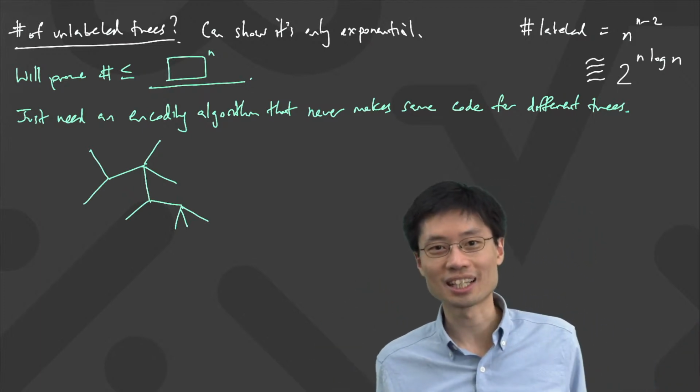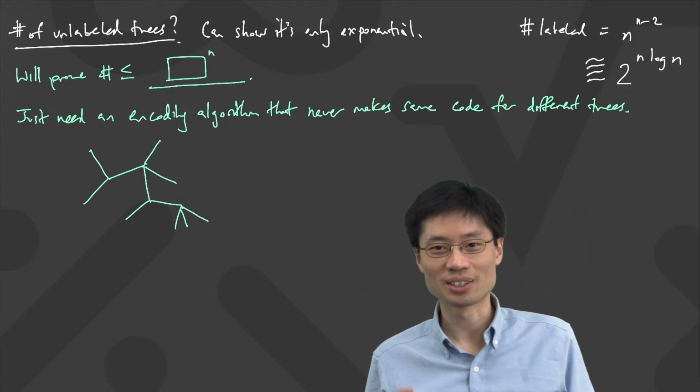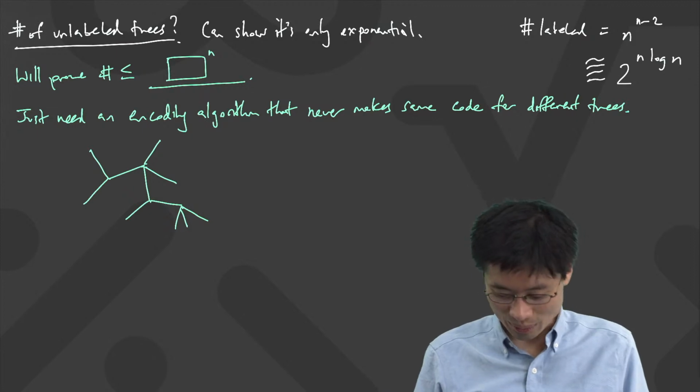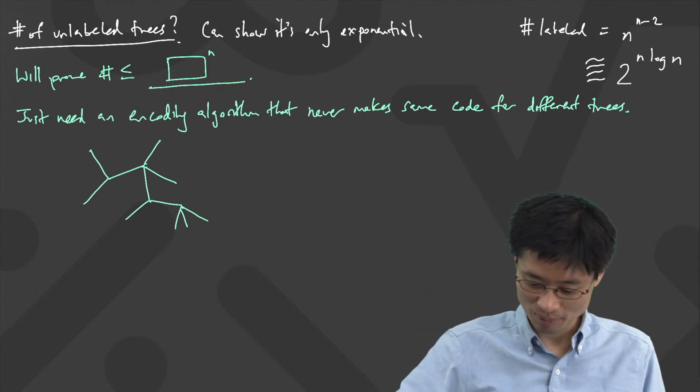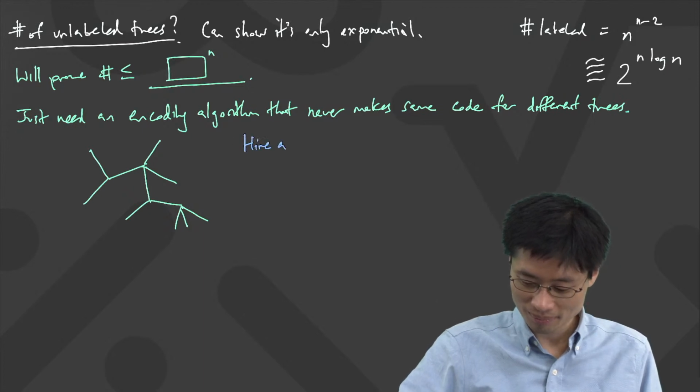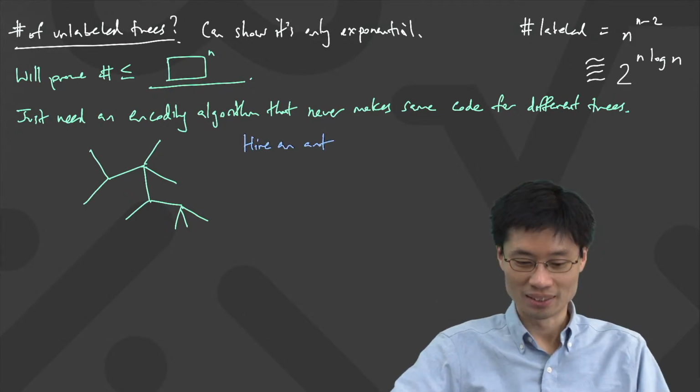That's reasonable. That's an unlabeled tree, okay? Let me tell you how to encode this. And I will say that whoever thought of this is quite clever. It's called hire an ant. Okay, so what's the ant going to do?